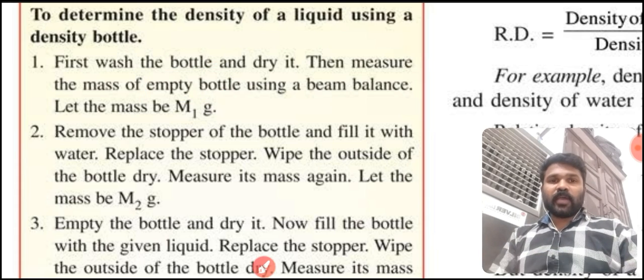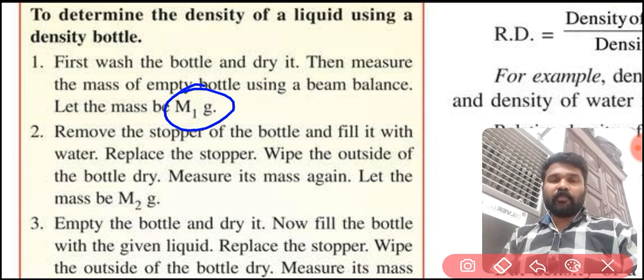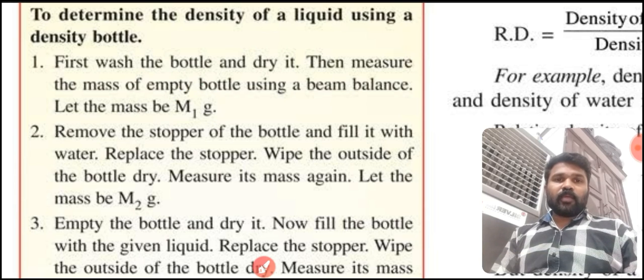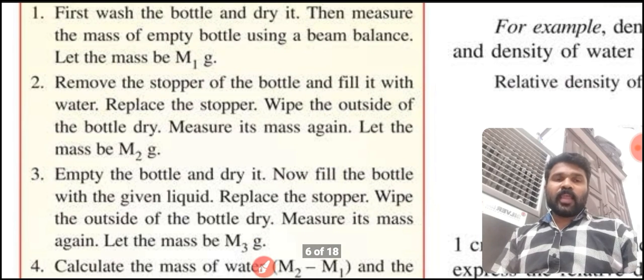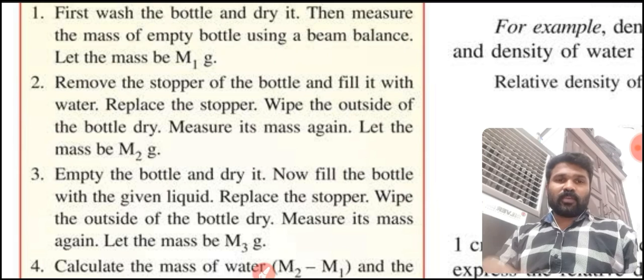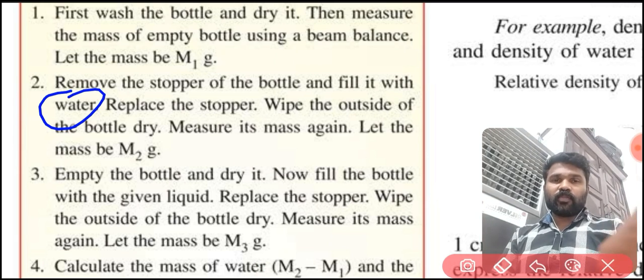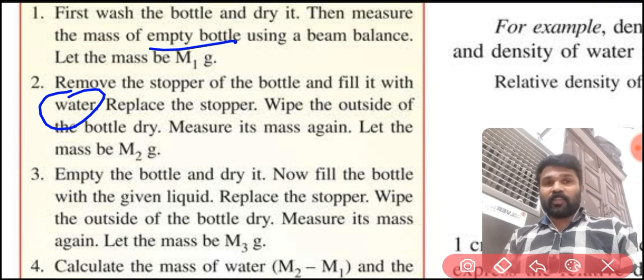Let the mass be m1 gram. Then remove the stopper of the bottle and fill it with water. It was empty, now we are filling it with water. Replace the stopper. Wipe the outside of the bottle dry. Measure its mass again after filling the water. Let that mass be m2 gram.